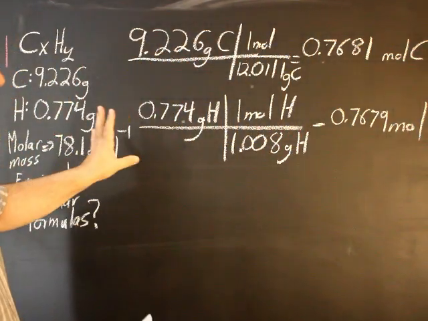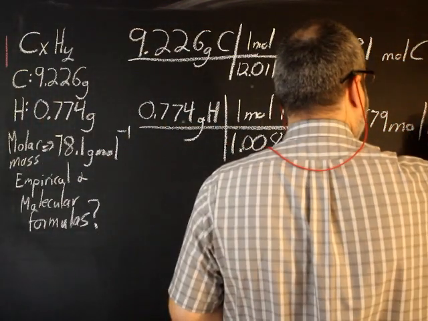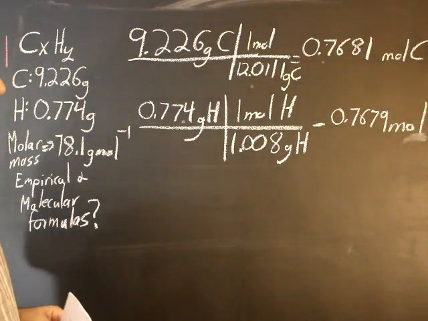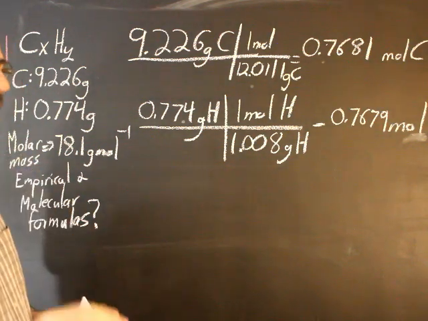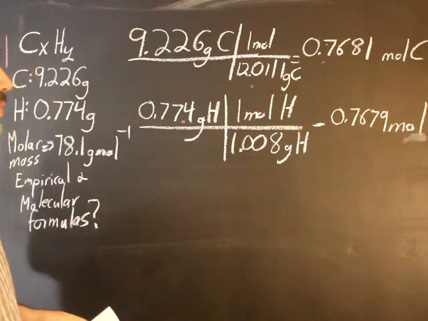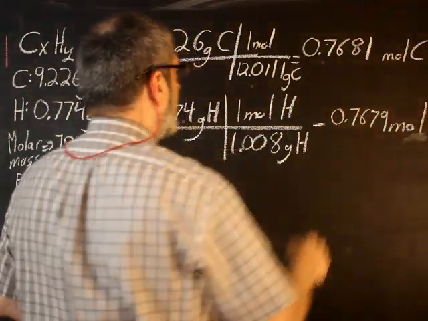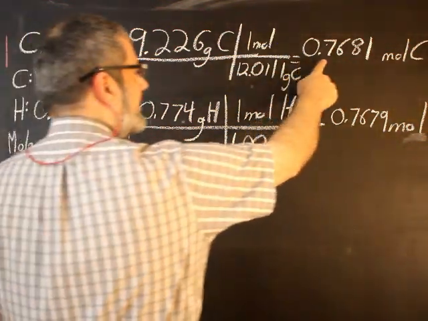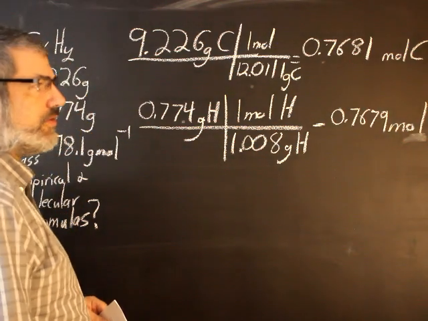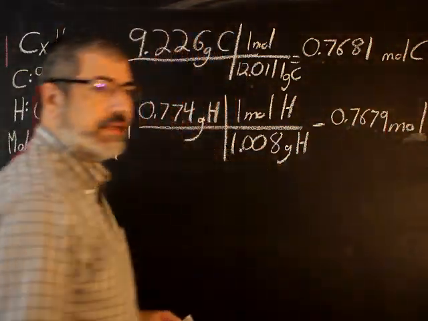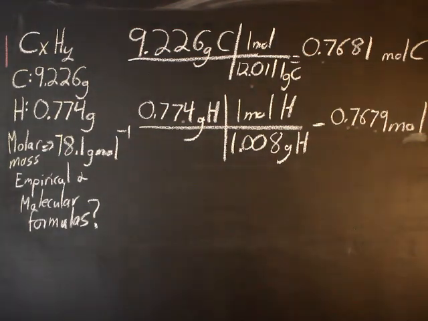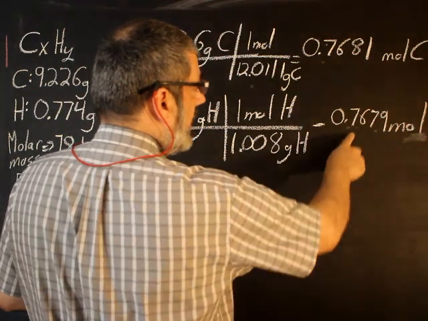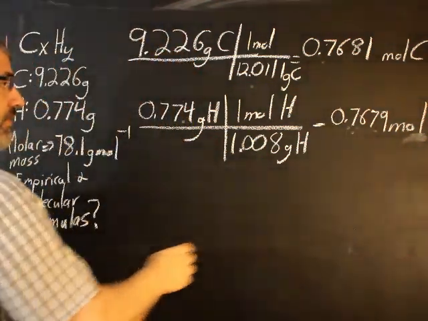Now, at this point, moles of hydrogen, I've got a fractional value of hydrogen and carbon. You must use the lowest whole number ratio between them. In other words, saying that my chemical formula is carbon 0.7681 to hydrogen 0.7679, that doesn't mean anything. So we clear the fraction. You can see these values are very, very close.